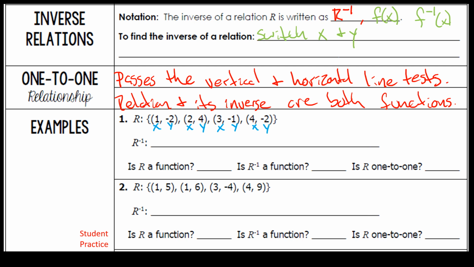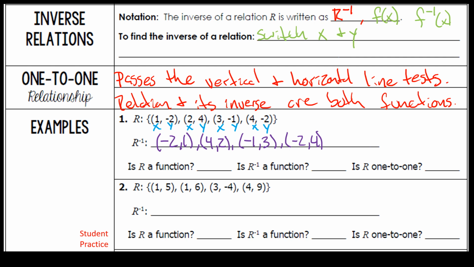And if we're addressing the inverse of this, well, we know that we're switching our x and y. So (1, -2) becomes (-2, 1). (2, 4) becomes (4, 2). (3, -1) becomes (-1, 3). And (4, -2) becomes (-2, 4). So everything switches. Now, is R a function?